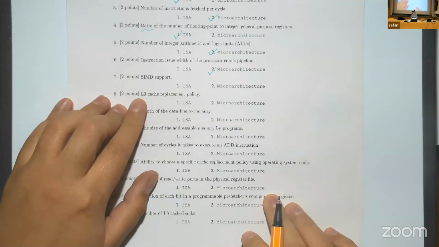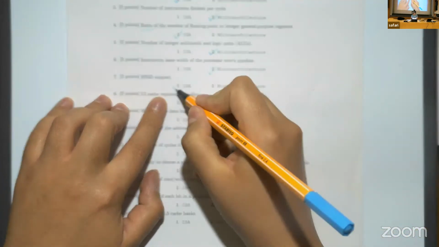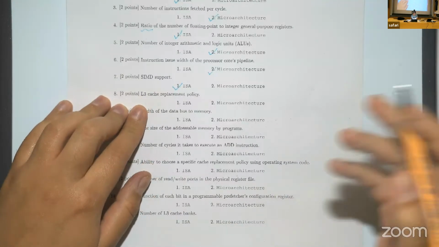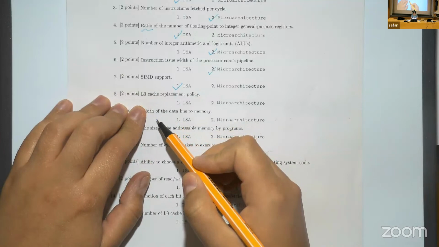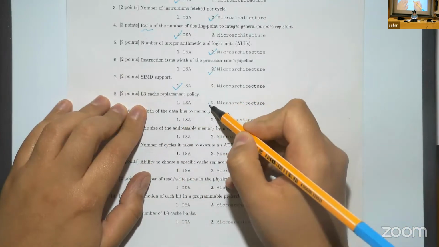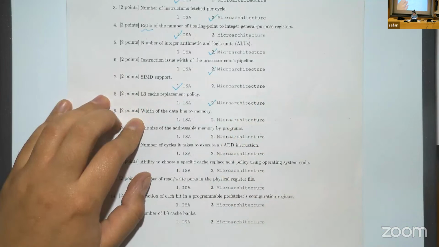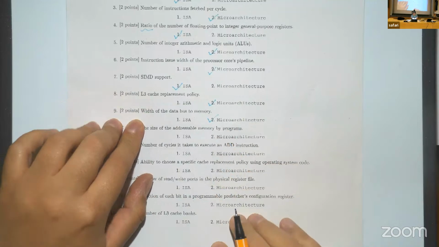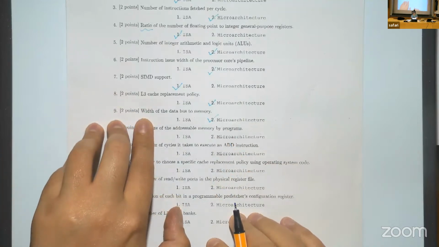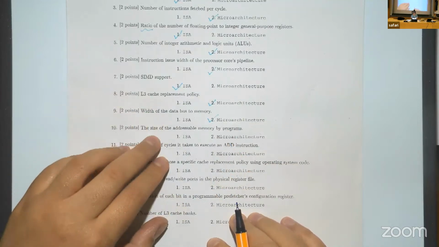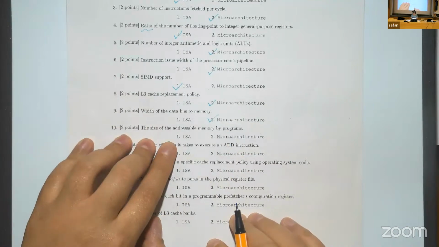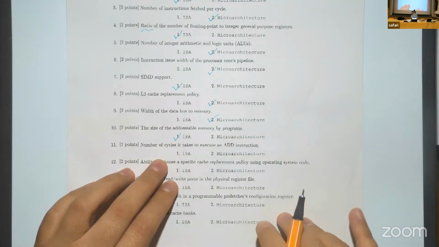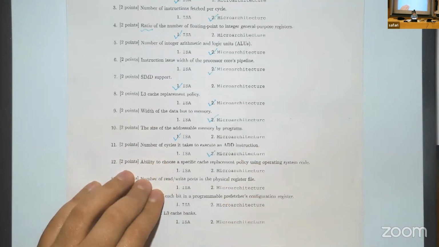Nice, okay. SIMD support is ISA, because we need to know whether we can use it in our software code. L3 cache replacement policy, again, microarchitecture. Width of the data bus to memory: microarchitecture, we don't necessarily need to know the width of it from outside. The size of the addressable memory by the programs is clearly ISA. The number of cycles it takes to execute an add instruction, microarchitecture.